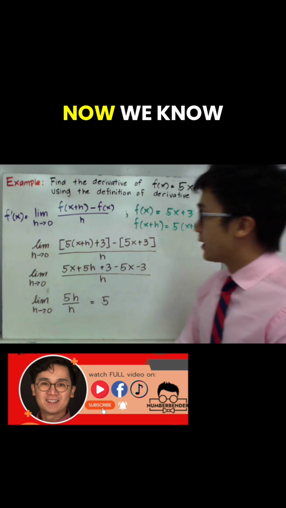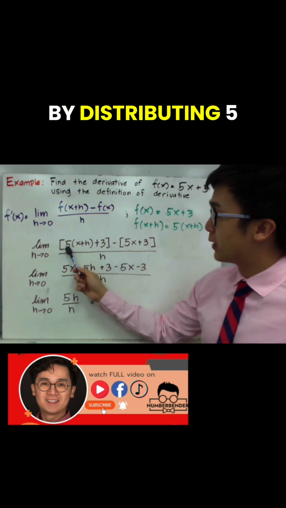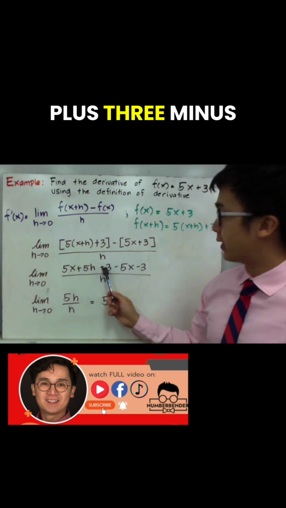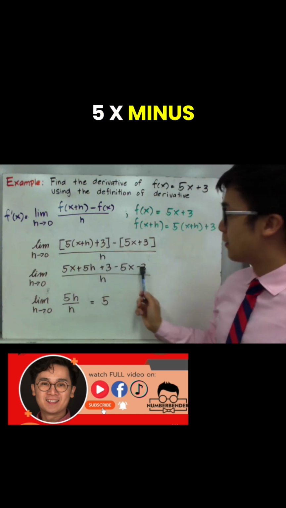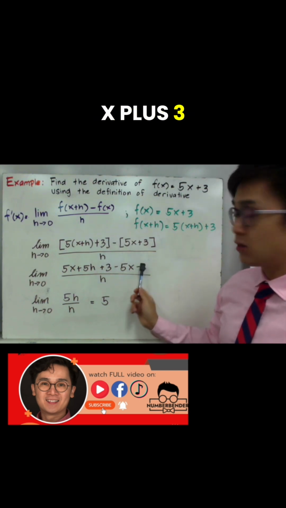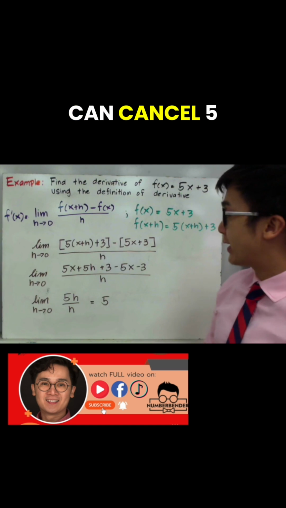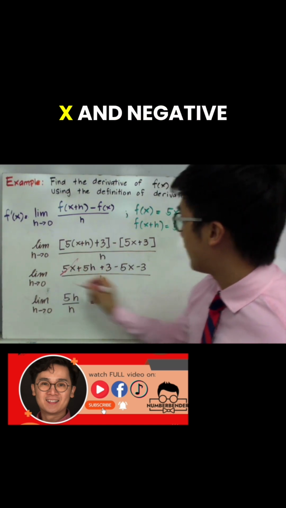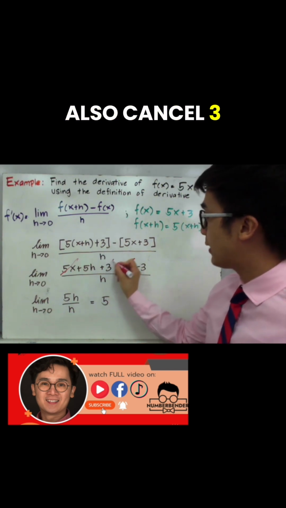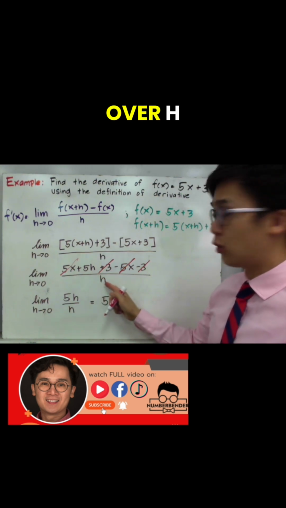Now, we know that we can simplify our numerator by distributing 5 to x plus h, giving us 5x plus 5h plus 3, minus 5x minus 3 by distributing the negative sign to 5x plus 3. And by further simplifying our numerator, we know we can cancel 5x and negative 5x, and we can also cancel 3 and negative 3, leaving us with 5h all over h.